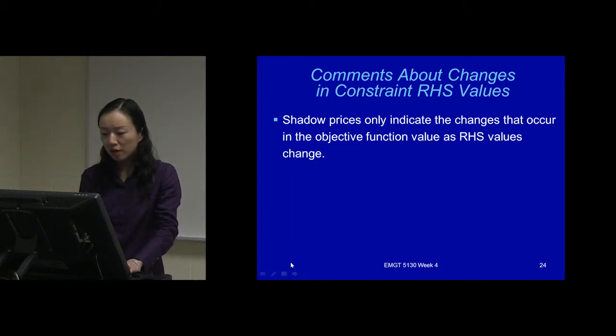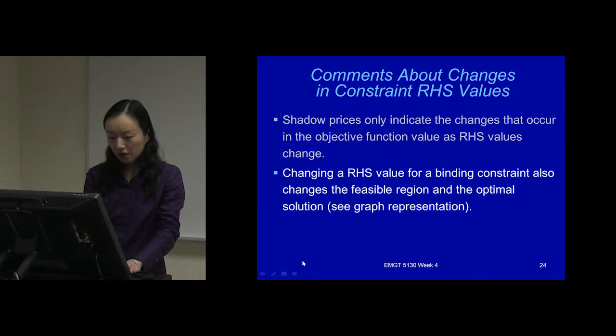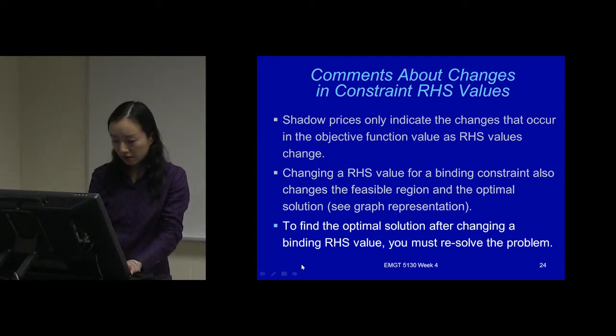Some comments. Shadow price only indicates the changes that occur in the objective function value as the right-hand side changes. Changing a right-hand side value for a binding constraint also changes the feasible region. Okay, we can see this. To find the optimal solution after changing a binding right-hand side value, you must resolve the problem.